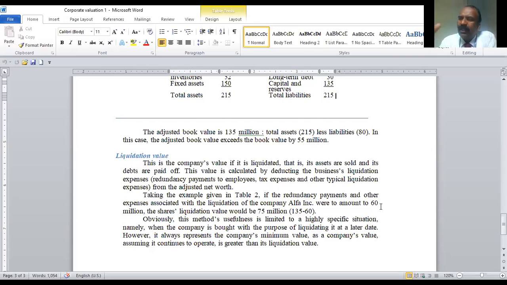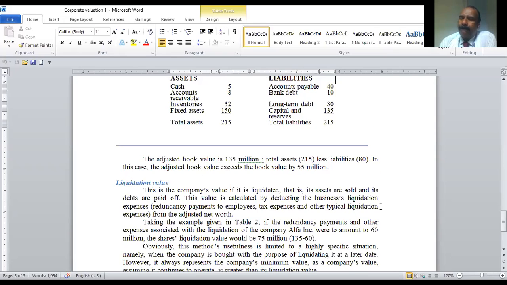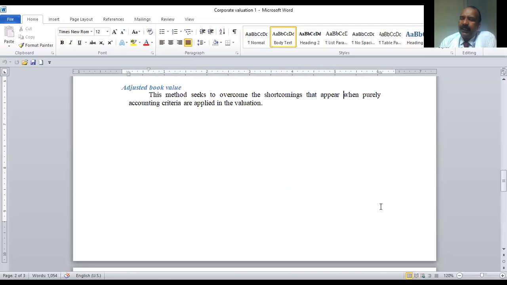This kind of case can be asked in a Section A question. The balance sheet can be given, and you are asked to calculate the book value or the liquidation value. It can be asked as a Section A case study. So any clarification regarding the balance sheet method?